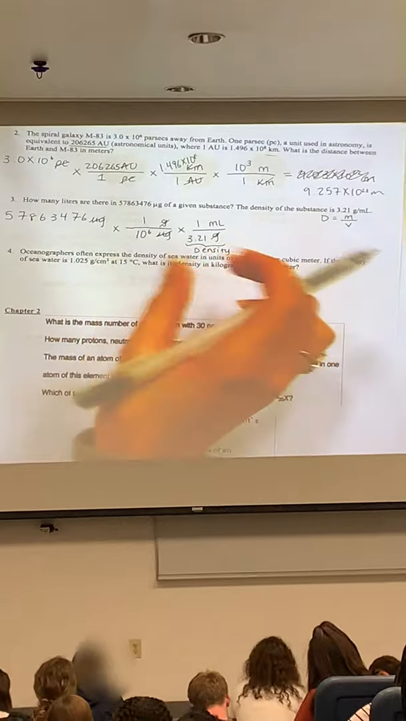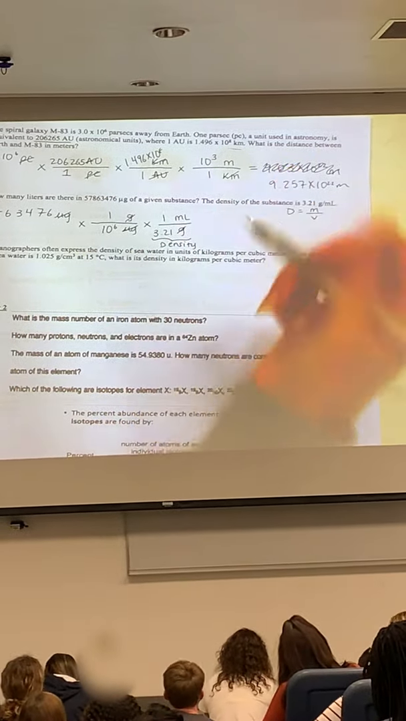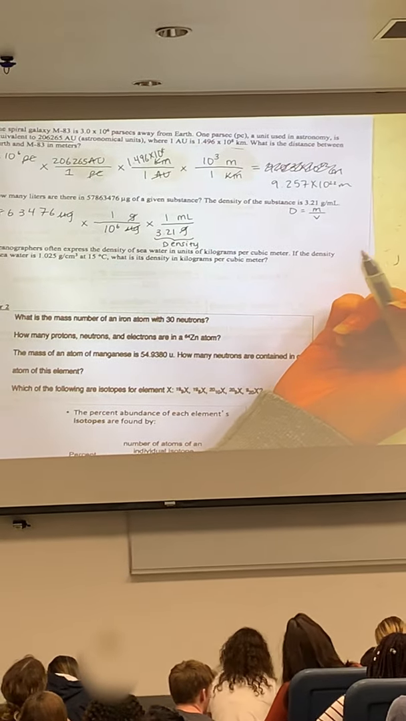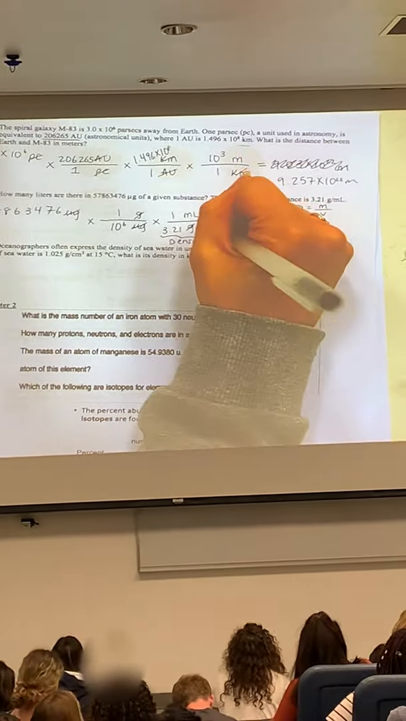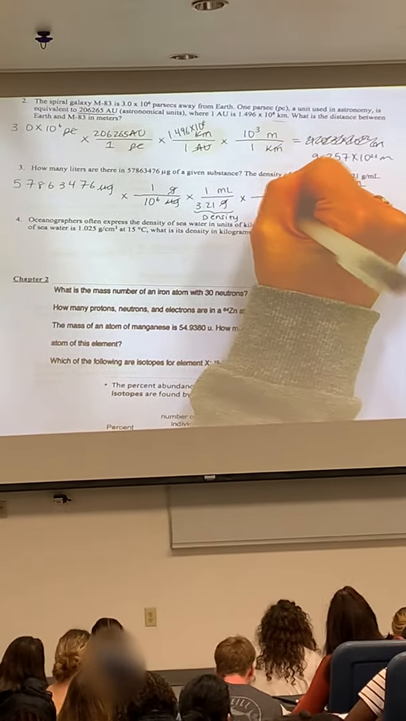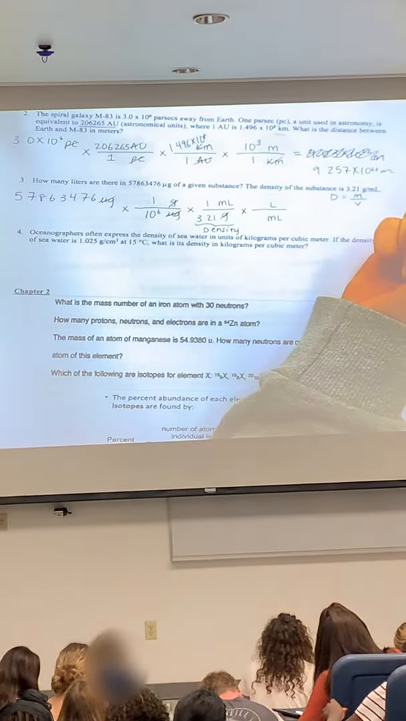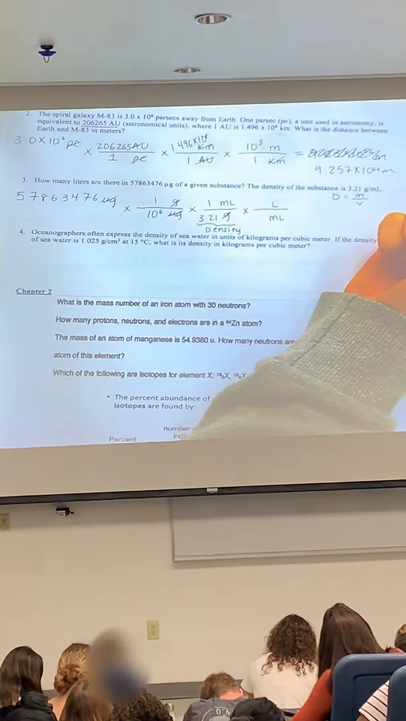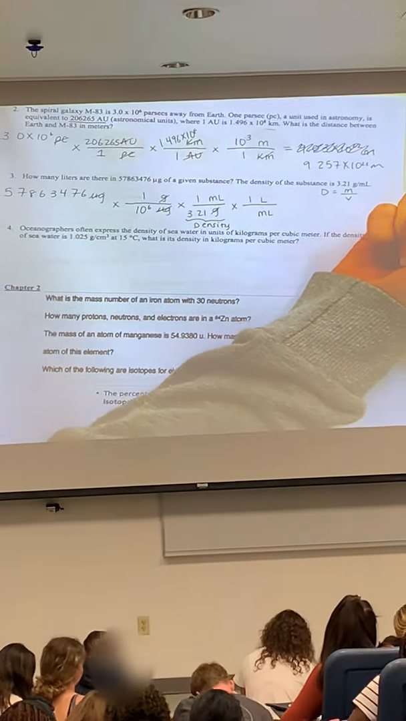So we use density as a conversion factor here. We've now gone from grams to ml. I would have solved it at this point and have an answer in ml. That's not quite what the question is asking for. We can then go from ml to liters. Which one is larger? And how many spaces are there between liters and milliliters?